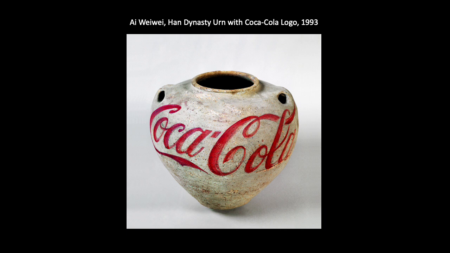What if another artist comes back and alters the original object like Ai Weiwei has done here? He's taken this ancient vase and painted the Coca-Cola logo across the front of it here. Now, this emblem is, of course, iconic and recognizable pretty much worldwide. And so he's sort of juxtaposing ideas of Western capitalist society with ideas of ancient Chinese craft traditions.